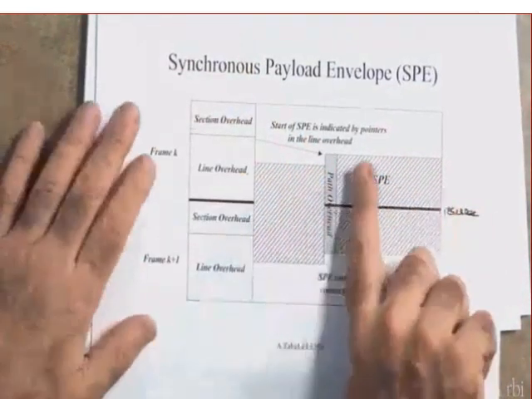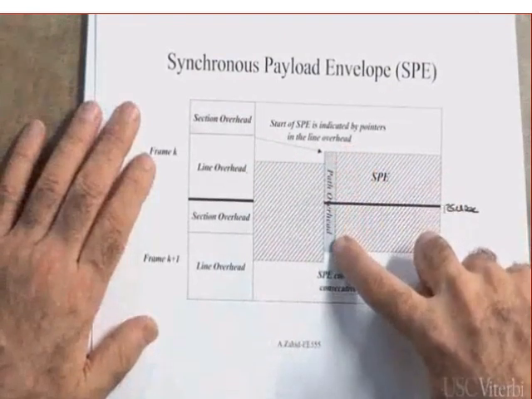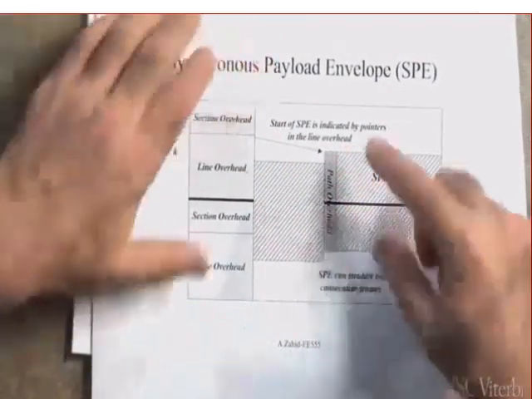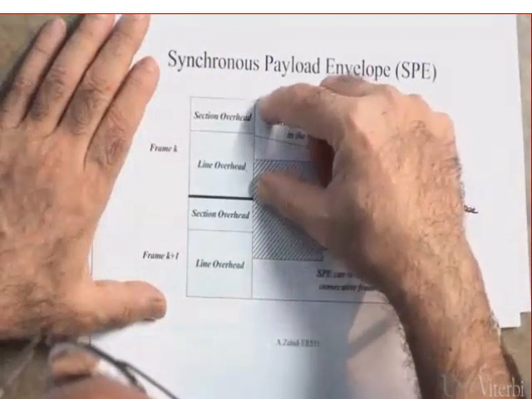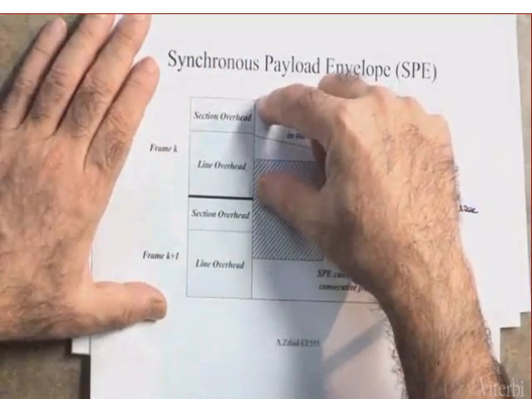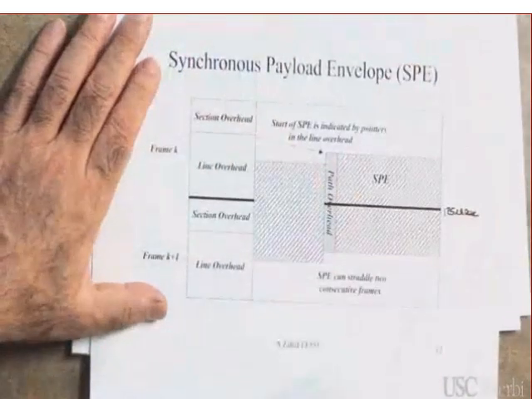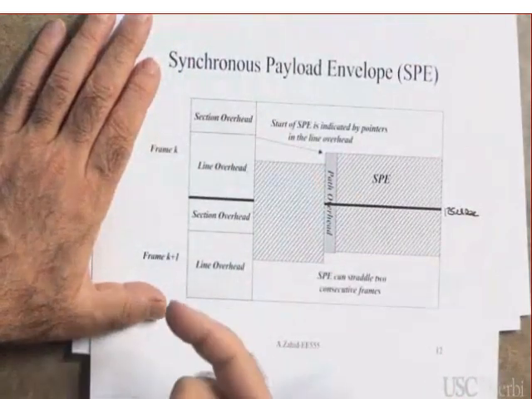Why? By the way, where would this path overhead be? If the data is ready here, where would the path overhead be? Here. Did you get this or not? And will the data fit in one frame? It will fit in one frame.